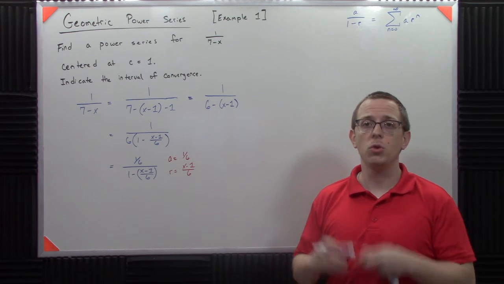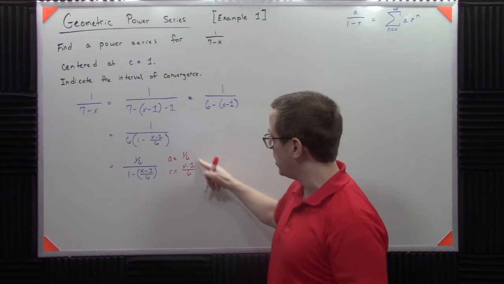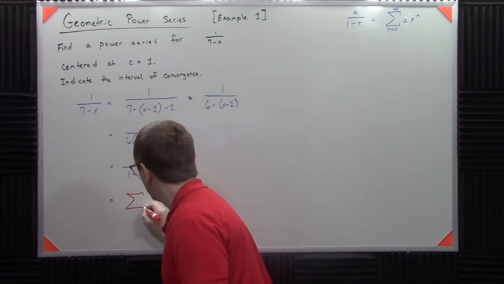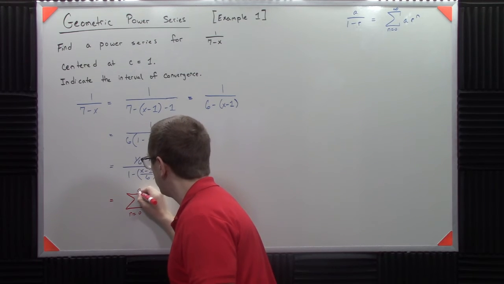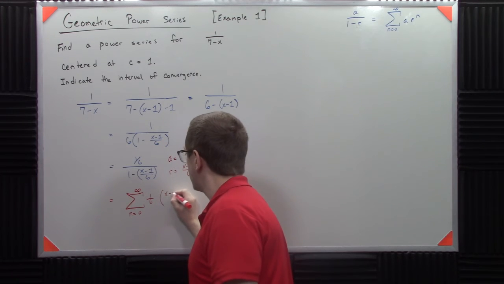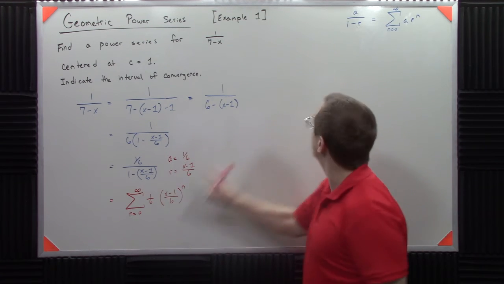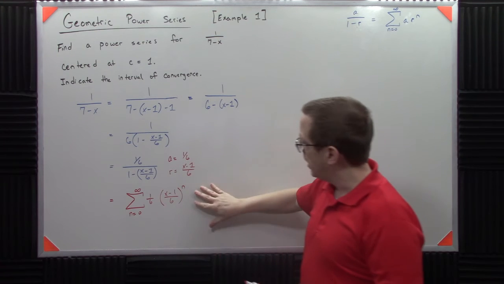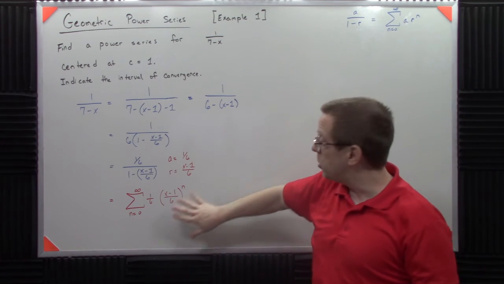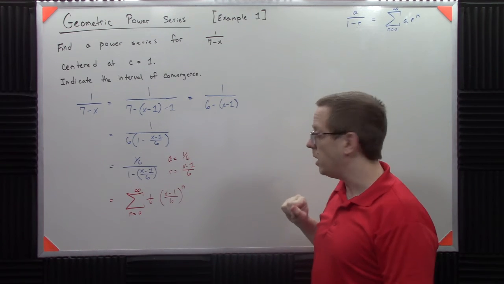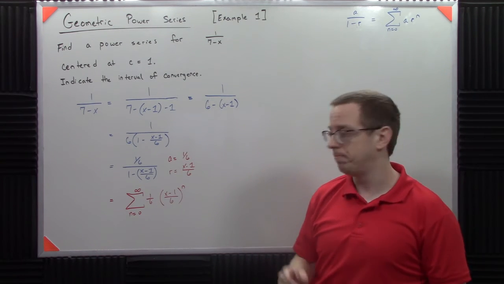Which allows me then to rewrite this as a power series with these parameters. So my power series is the sum from n equals 0 to infinity of 1/6 times x minus 1 over 6 to the n, because that's a and that's r, right? So we have it set up. Now that that's set up, this is my power series centered at c equals 1. Well, that's great. What's my interval of convergence?